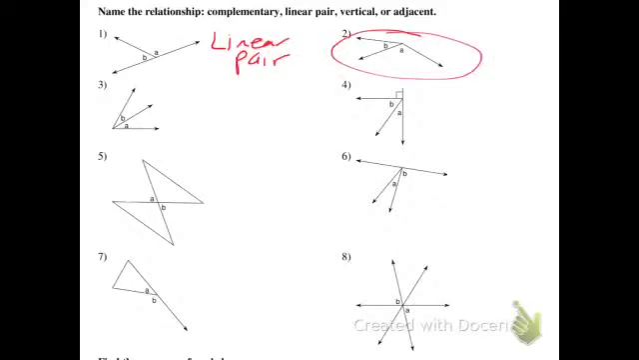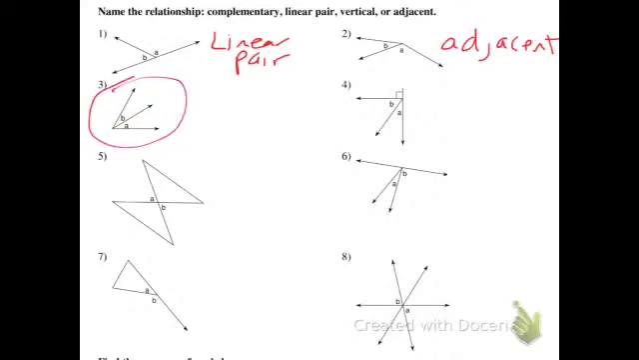On 2, notice how these are right next to each other, they share a line, and they share a vertex there. And so these ones are adjacent. They're not vertical. They're just adjacent angles. On 3, again, same feature. They share a side. They share a vertex. These ones are adjacent, and they don't form a line. And they don't add to 90. So these guys here, they're just adjacent as well.